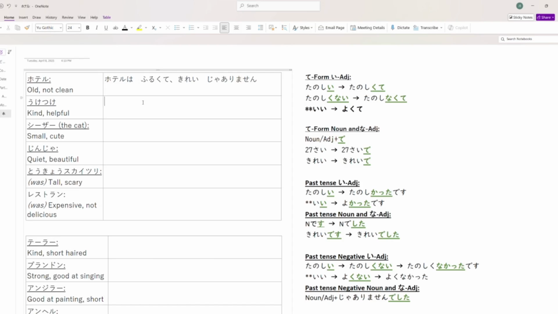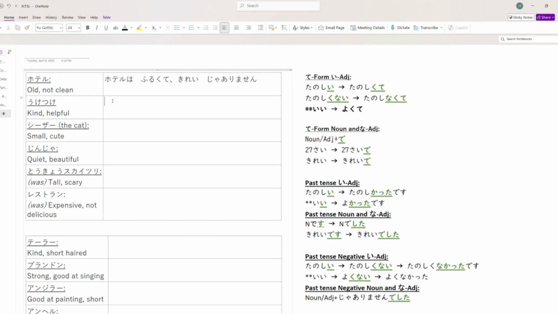Uketsuke. And in this case, we're going to mean like the receptionist, a hotel receptionist. Say that word again. Uketsuke. So they are kind and helpful. And in this case, helpful, convenient. They kind of follow the vocab filtering.